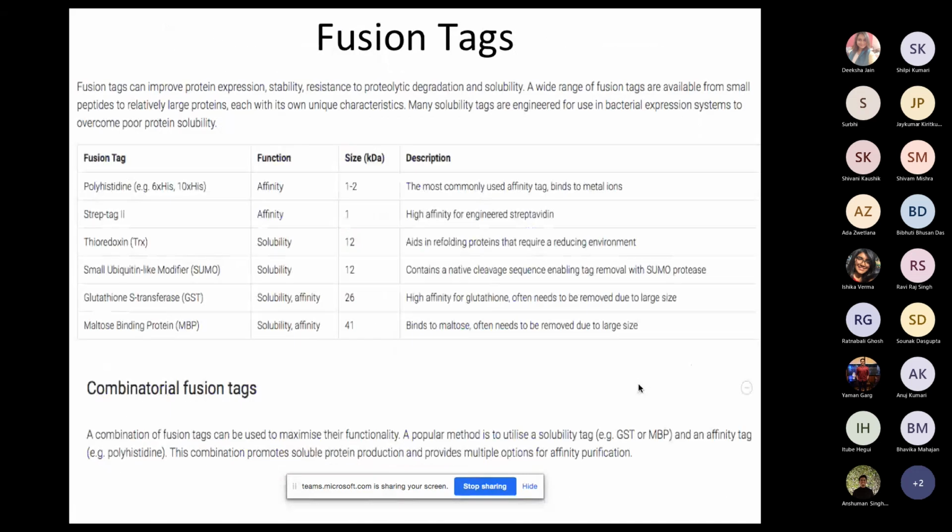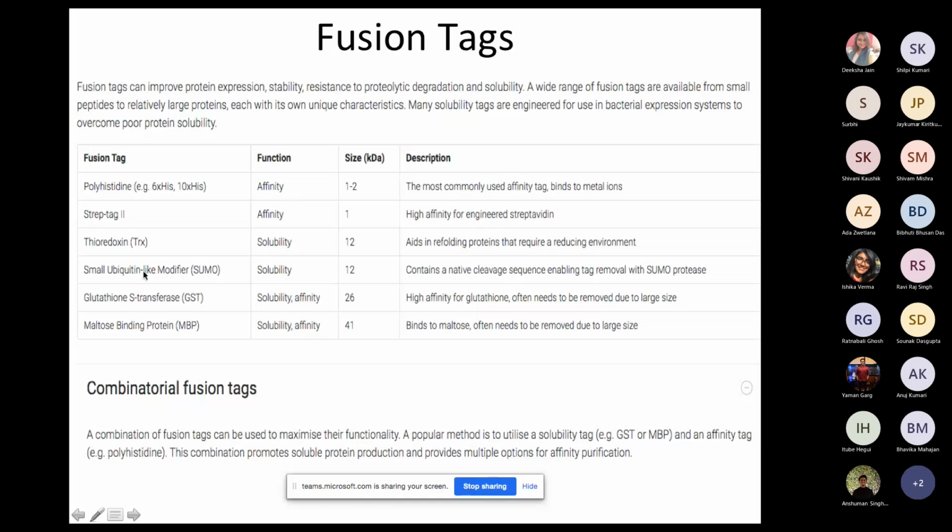So this is just a very small list of the various fusion tags which are available in the market. And as you can see, these tags come with different sizes. Some are very bulky fusion tags. Some are very small fusion tags. Then coming to the function, some have been demonstrated to be very good fusion tags for purification because they have excellent affinity towards a particular moiety. For example, histidine for the nickel ions, right? That you have already studied. So these are very good affinity tags.